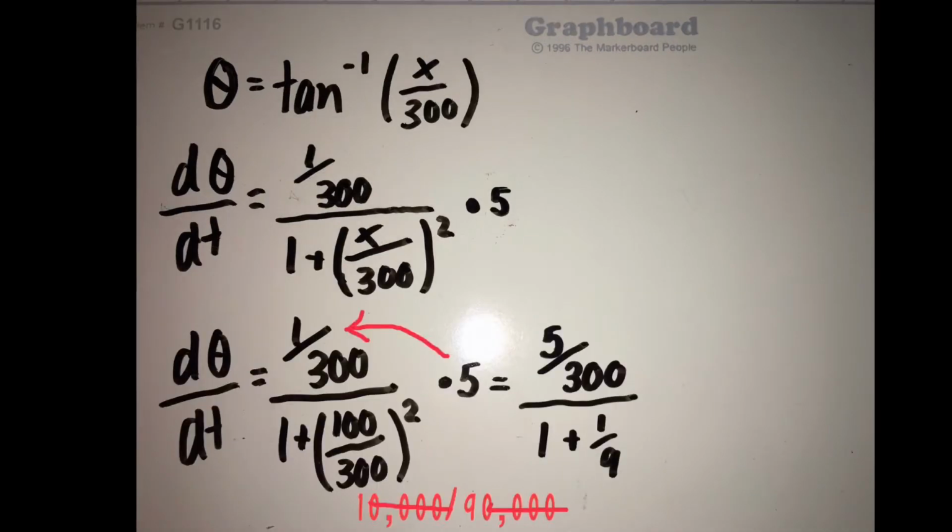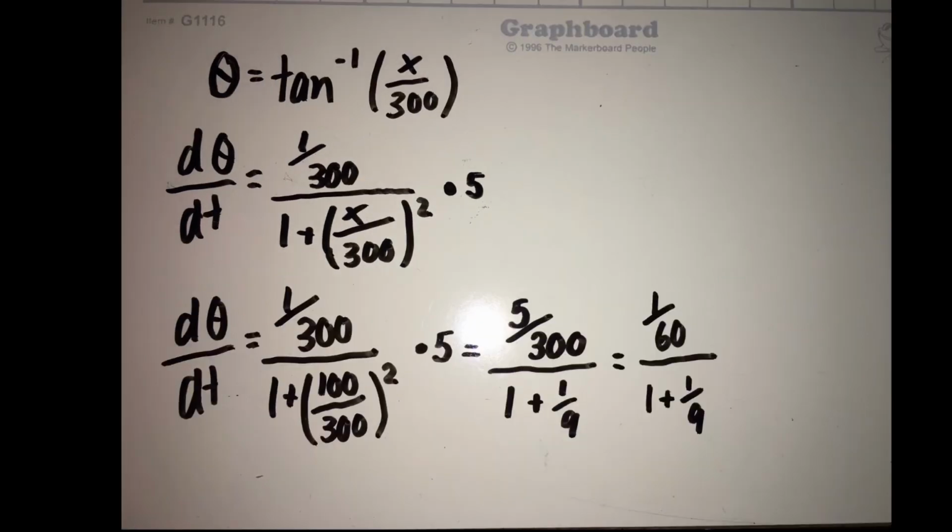Now, we multiply the fraction through by 5 feet per second, which results in 5 over 300 in the numerator. Then we square 100 over 300 in the denominator, which gives us 10,000 over 90,000. Thankfully, this reduces to 1 over 9 because my brain cells truly cannot handle all of the zeros. The numerator can also reduce to its simplest form, which is 1 over 60.